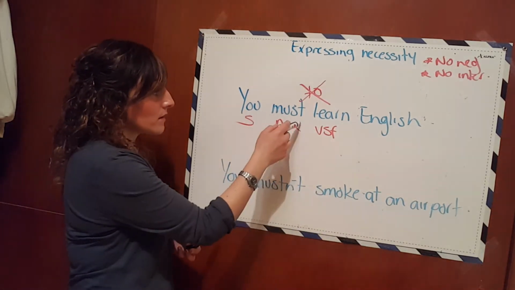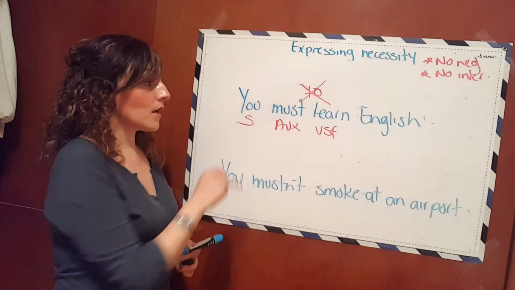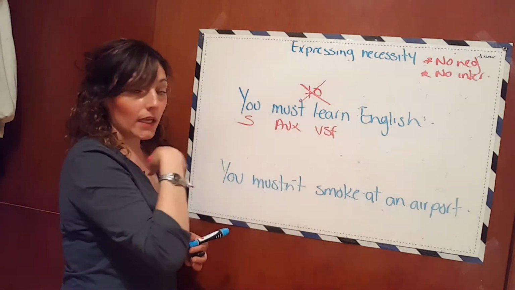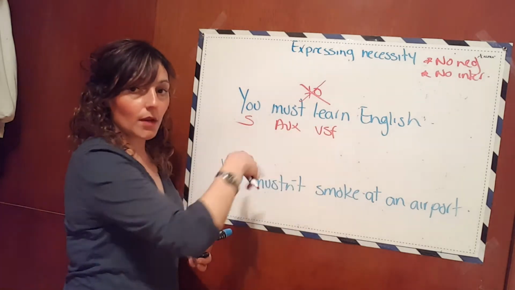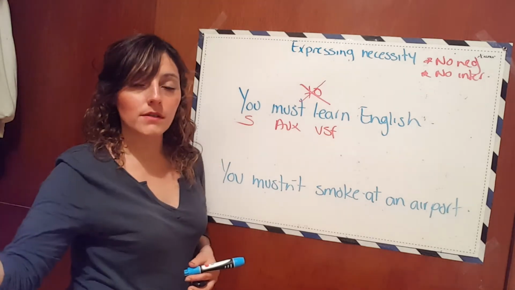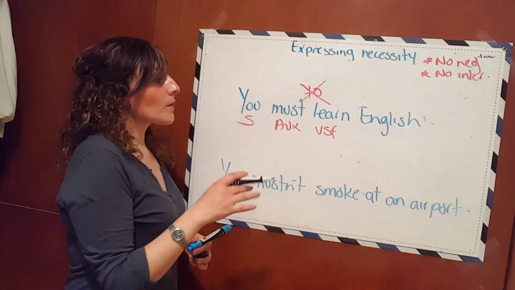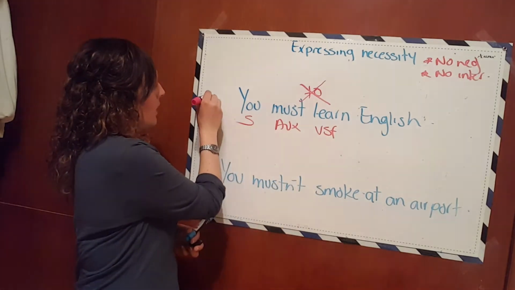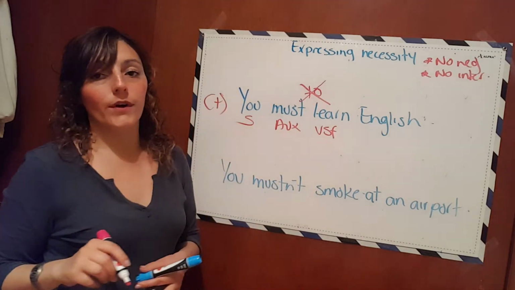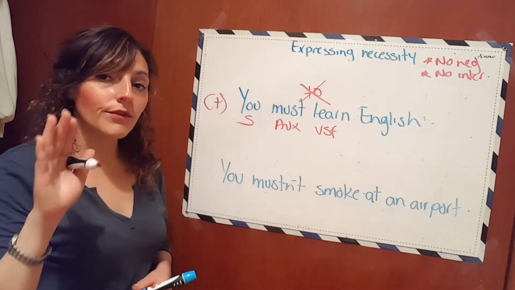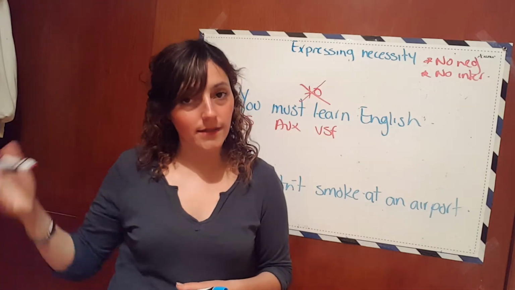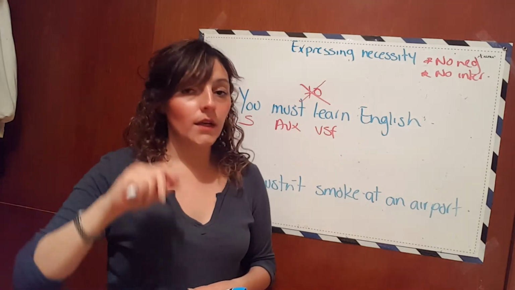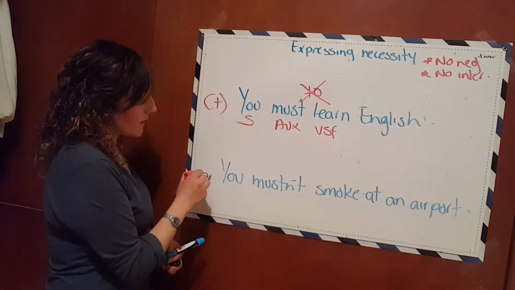Now we use must for all the subjects. You must learn. I must learn. He must learn. We must learn. They must learn. Okay? So we use must for all the subjects and the verb is in simple form. Only for affirmative ideas if we are referring to an obligation or a necessity. Up to here, so far so good? I hope so.